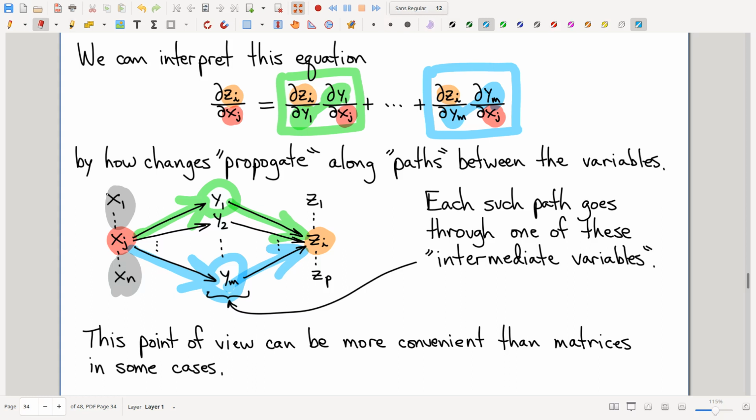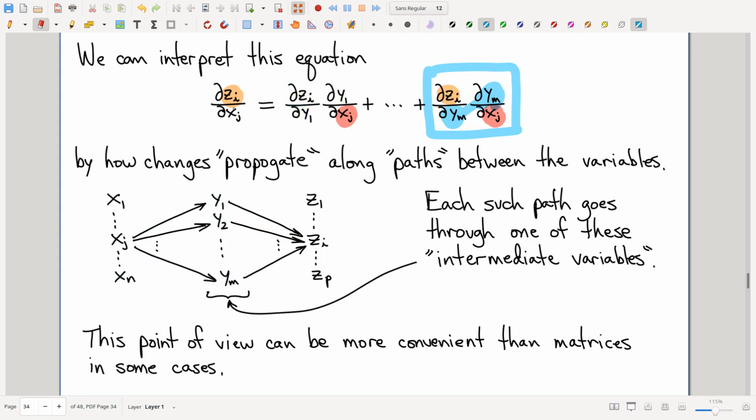It's a really handy point of view. Notice I didn't have to write down the matrix. I can just have this little, what I like to call the road map of all the different ways that you can get from here to there, and then each path corresponds to a term.